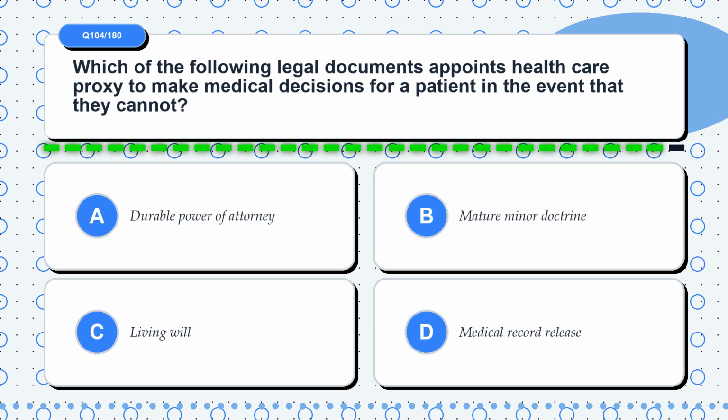Question 104. Which of the following legal documents appoints a healthcare proxy to make medical decisions for a patient in the event that they cannot? Here are the options. Option A. Durable power of attorney. Option B. Mature minor doctrine. Option C. Living will. Option D. Medical record release.